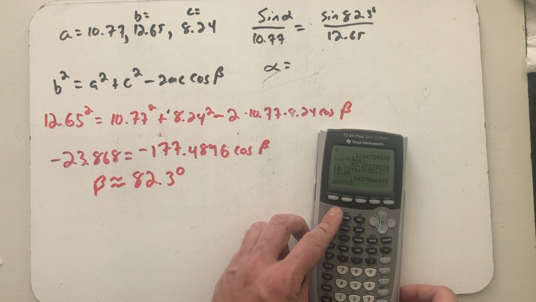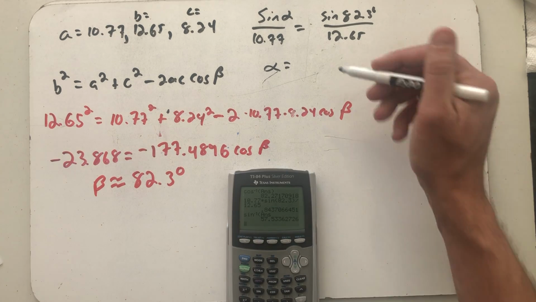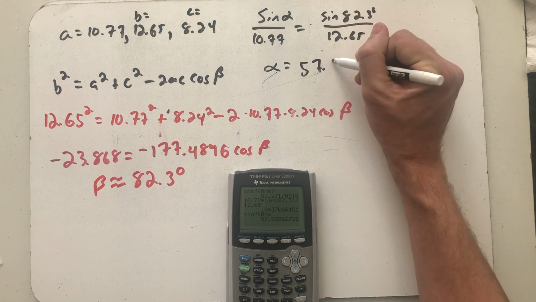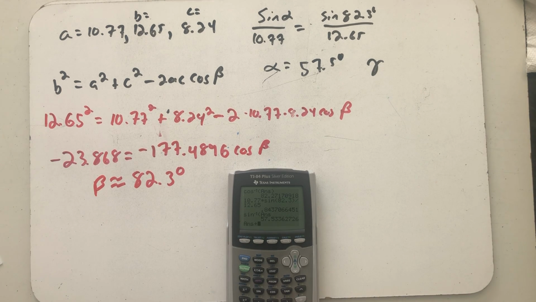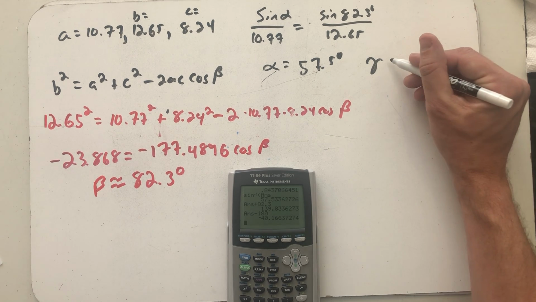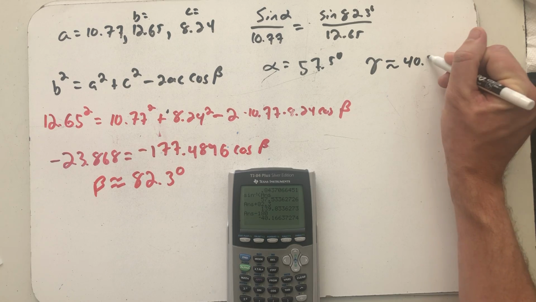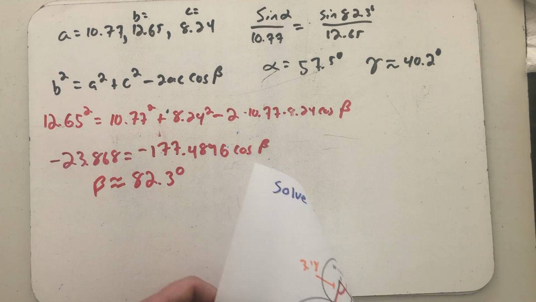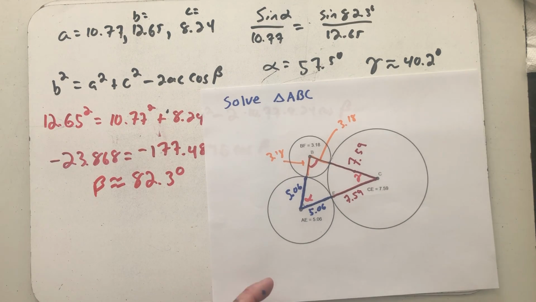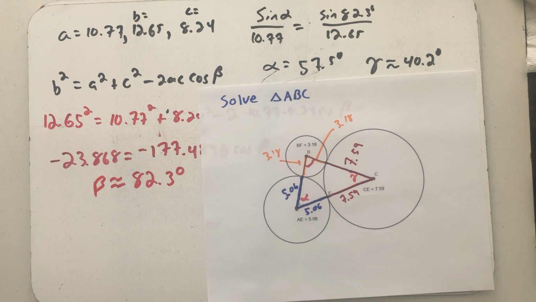All right, there's the sine of alpha, leaving alpha to be 57.5 degrees. And then gamma, well, if I add 82.3 to this, and then take that away from 180, I would get that gamma's about 40.2 degrees. And there we have it. We have found our three missing angles using these mutually tangential circles and their radii. And that's it for now.